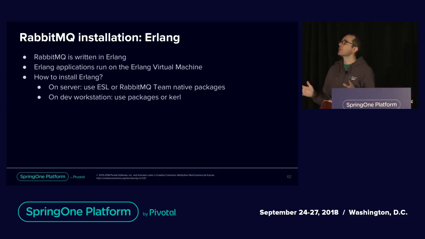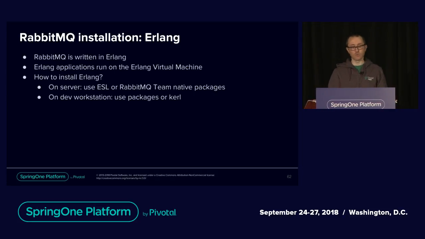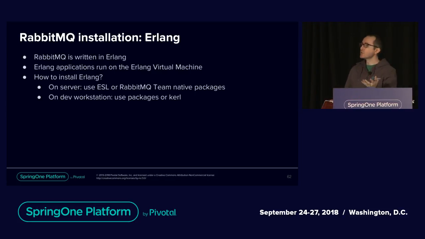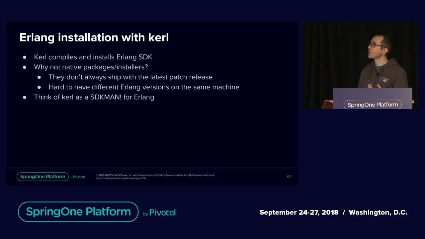So before installing RabbitMQ itself, you need to install the Erlang virtual machine, just like for Java, basically. It works pretty much the same way. On server, you will typically use native packages like debs or RPMs, but on workstation, there are other options. I typically use kerl. Kerl is a shell script that can compile and install the Erlang SDK.